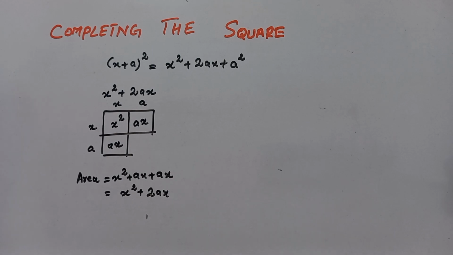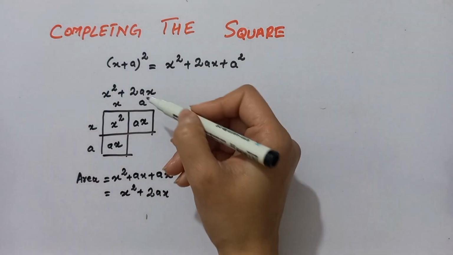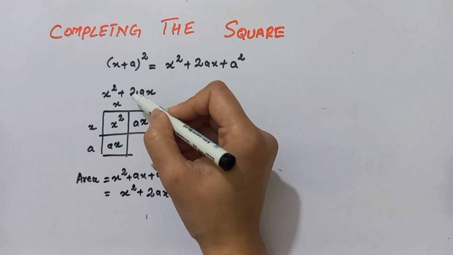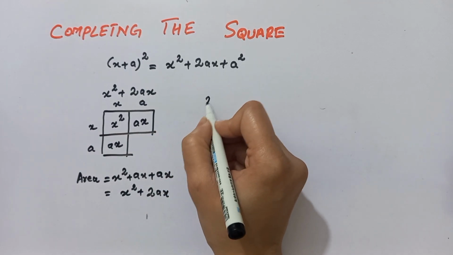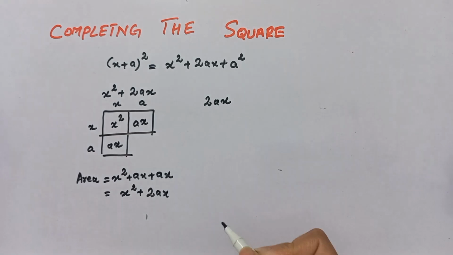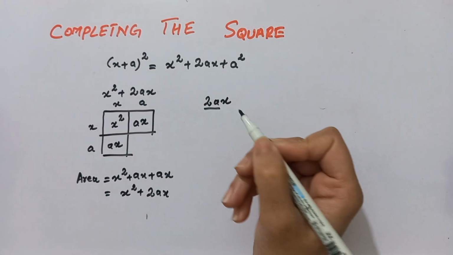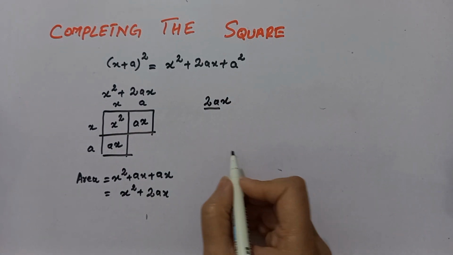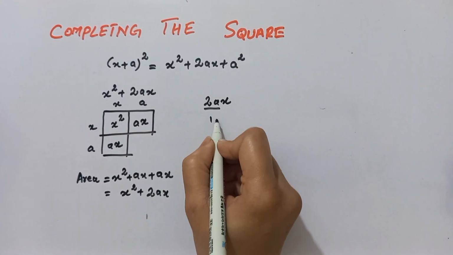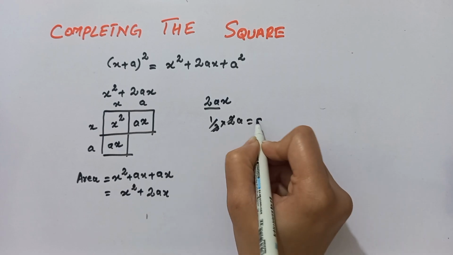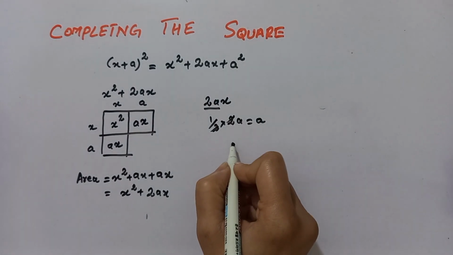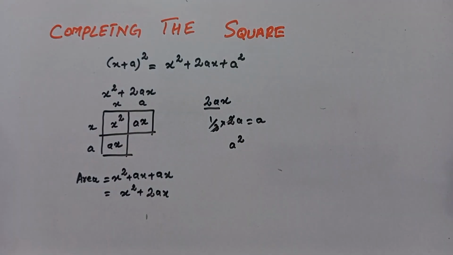Now, in order to complete the square, we add the square of half of the coefficient of the second term. The second term is 2ax and its coefficient is 2a. And half of 2a is a, and the square of a is a square.